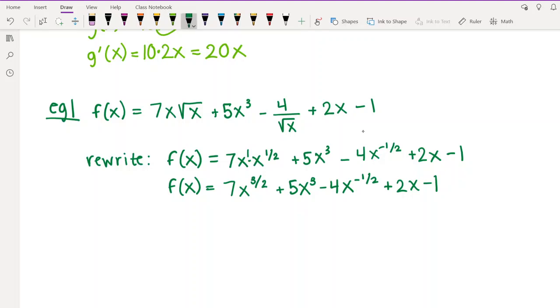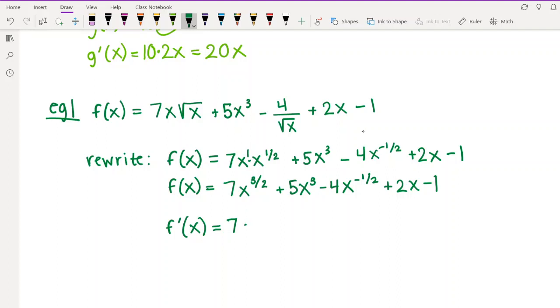Okay, so now let's take the derivative. So what we're going to do is go through and look at each of these terms individually and take the derivative of each of them. Because they're just connected together by addition and subtraction, we're allowed to do that. So for the first one, we're going to take the derivative of x to the 3/2, and then multiply it with 7. So we can just leave the 7 there. It's just coming along for the ride.